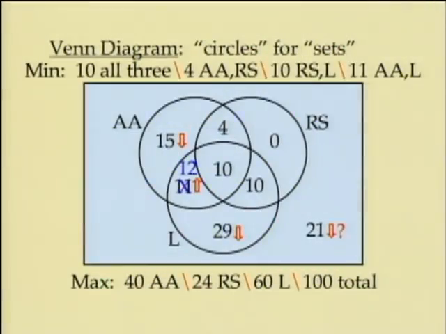Let's say I go back in here and the only number I can really raise here is the 11. So I go up to 12 folks getting both an administrative assistant and a laptop. Now the effect that has is it lowers, right? If I raise this one by 1, I've got to lower this one so that they all add up to 40. And I have to lower this one so that they add up to 60. Okay? Well, the effect, and everything has to add up to 100.